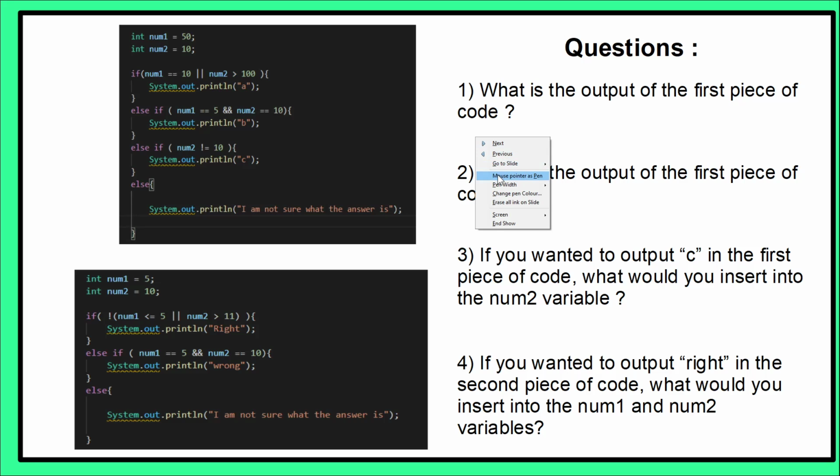So hopefully you've paused the video. Let's go through them. So number 1, what is the output of the first piece of code? Well, if we look here, we have 2 variables, number 1, number 2. Our first if condition is saying if number 1 is equal to 10, which is not, so that condition is not true. But we have an or statement here, which means that if this condition is true, we'll print A. So is number 2 greater than 100? It is not, so that condition is false. So we move down to our else if.